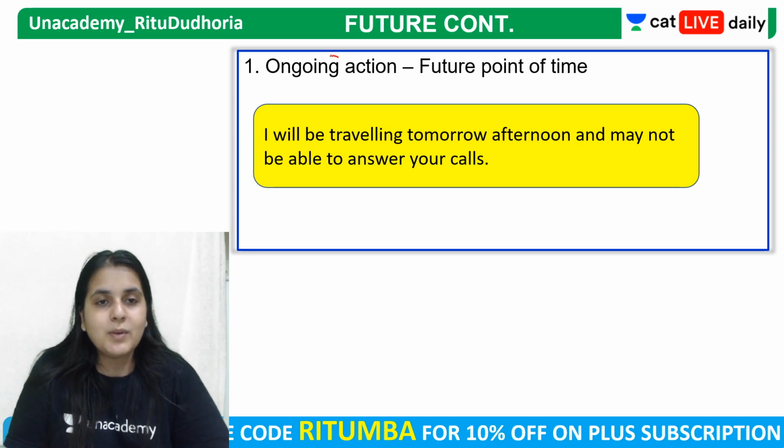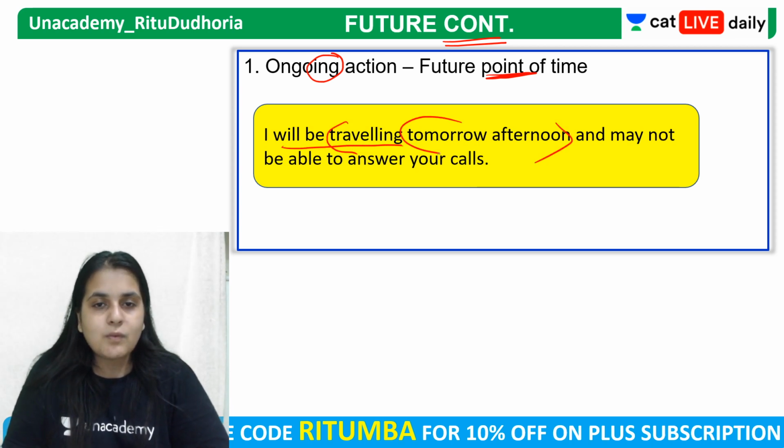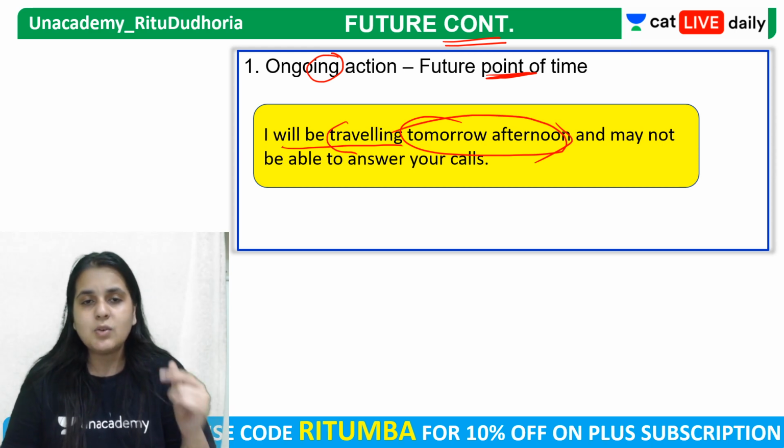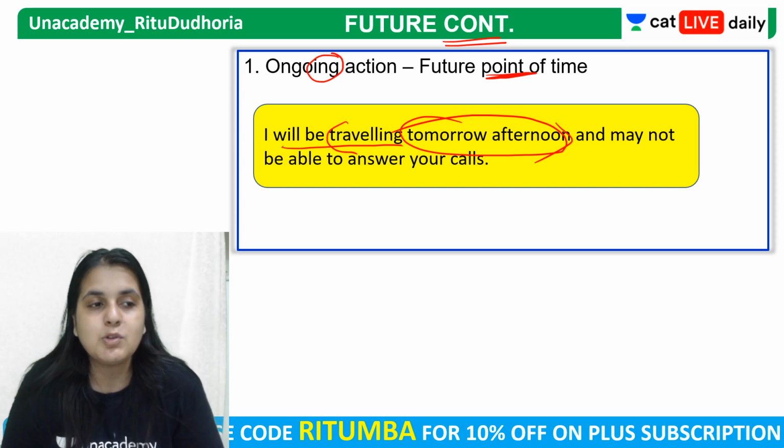Ongoing action, ing, because it's continuous tense. Future point of time, kya karoge kal tum? I will be traveling tomorrow. When? Tomorrow afternoon, and may not be able to answer your call. I will be studying tonight. I will be performing on stage at this time tomorrow afternoon.